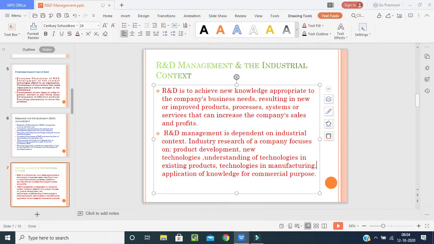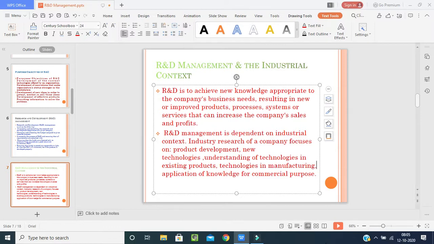That means the industry research of a company should focus on these things, or else they'll be left behind in the market. So what are the things? Product development should happen every year, or depending on the market conditions and situation. The company should change or add features, or modify them, or delete the old features in the product. As for new technologies used by other people, can we do that or not? Or do we have to buy, or can we create that? All these things will be taken care of by the R&D management.